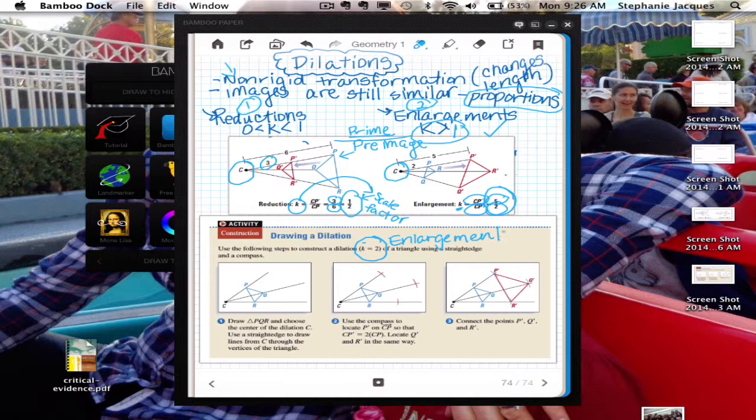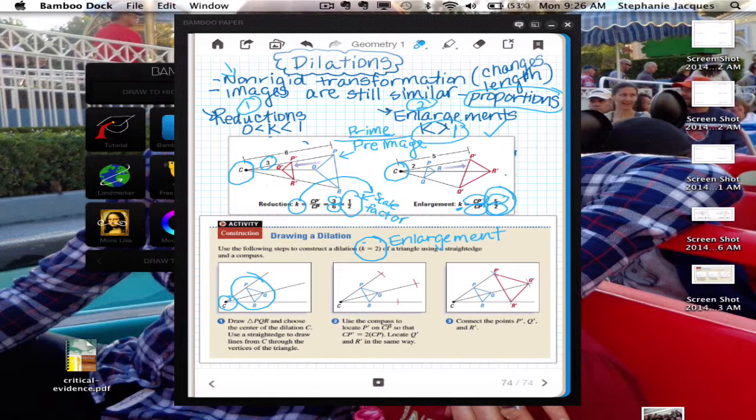So there's my enlargement. And so it says using a straight edge. So what you do is first you draw your triangle. So triangle PQR, they drew a triangle PQR. And choose the center of the dilation C. So that means you're coming from Q and you're drawing a line straight perpendicular and you choose where C goes. Then you draw your other lines going right into C as well. So you've constructed your pre-image and you have your point.